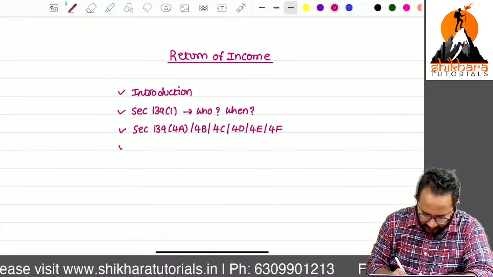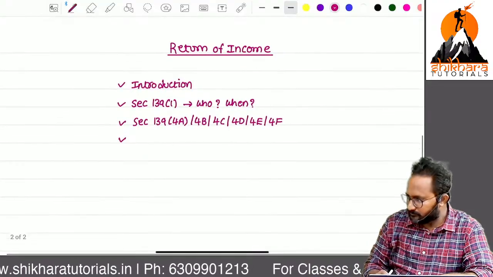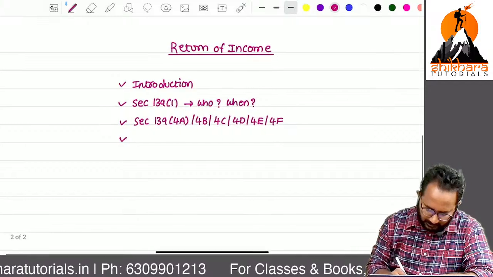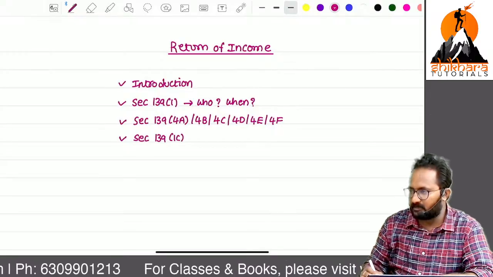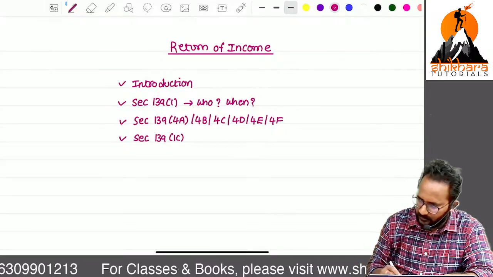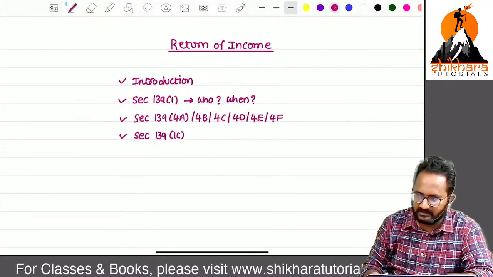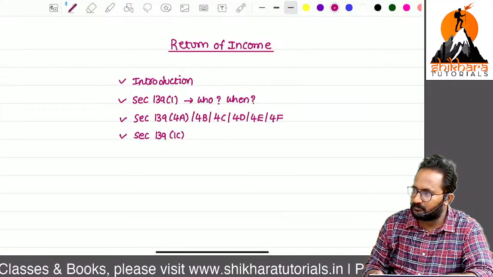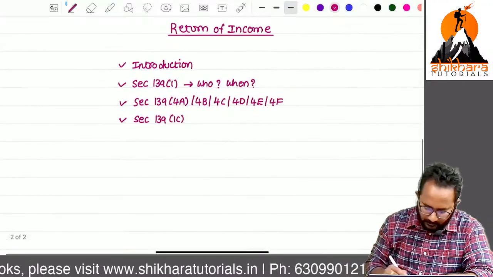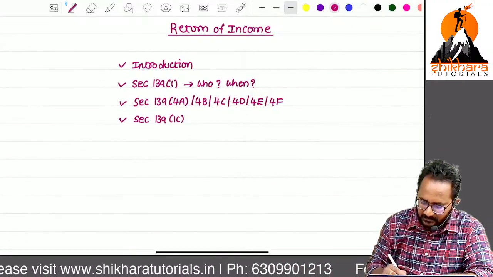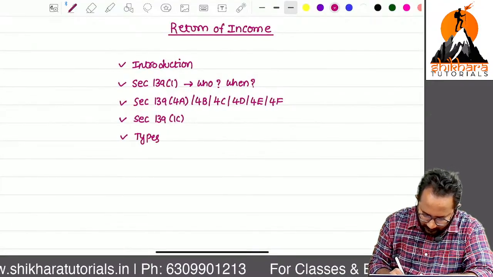So next we started the discussion with, what is the next concept? I think it is section 139 subsection 1C. What is 1C? Relaxation from filing of return of income. Here we discussed two points. Central government notification relaxed person. Next one? Specified senior citizen, upon the satisfaction of 4 conditions, done. Next we discussed the types of returns.